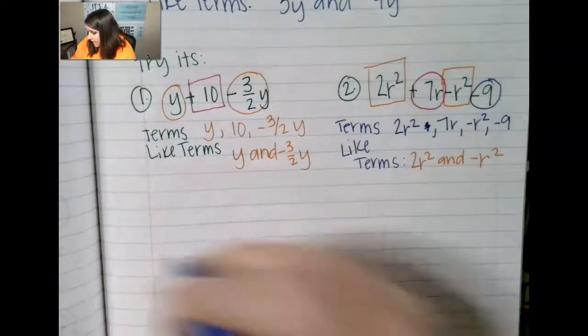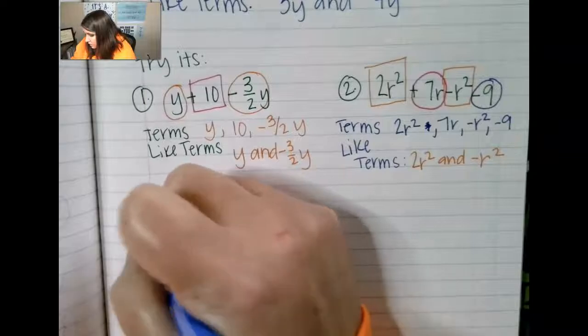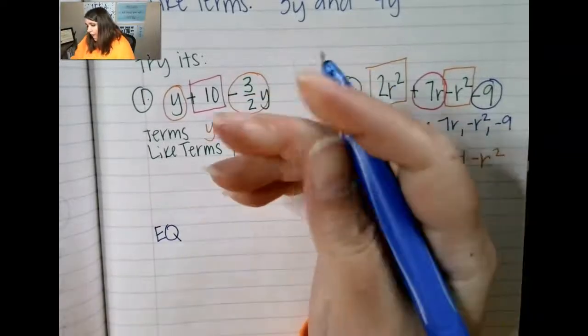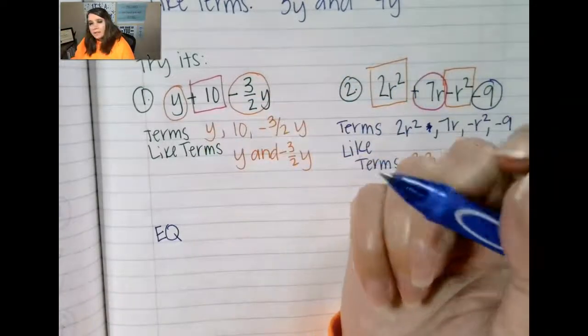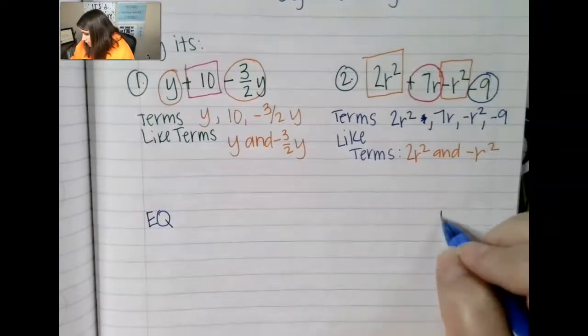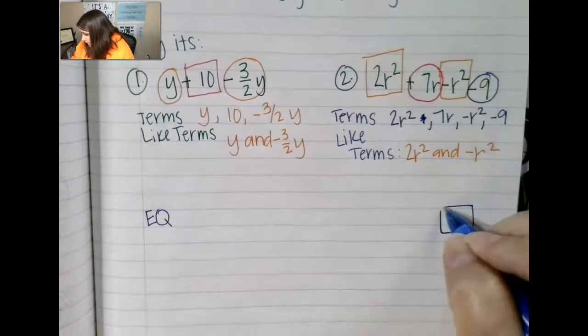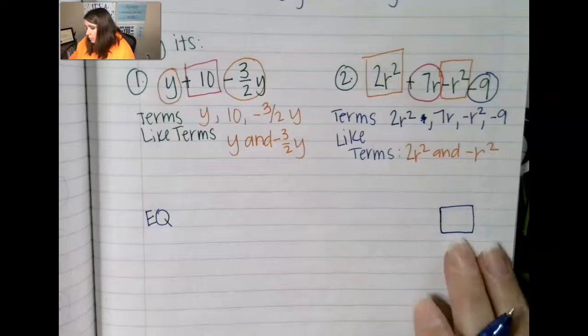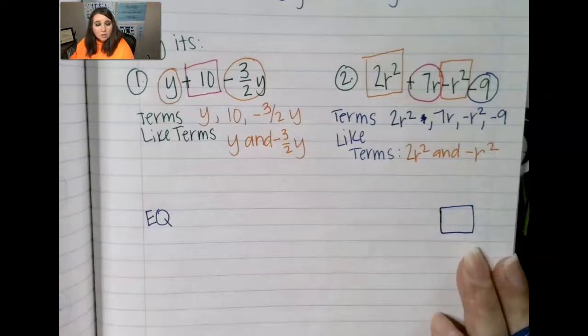All right, go ahead and answer your essential question. How do we find like terms, or what are like terms? And then when you're finished, go ahead and put your level of understanding out to the side. Where are you at with finding terms and like terms? What is the difference between the two?